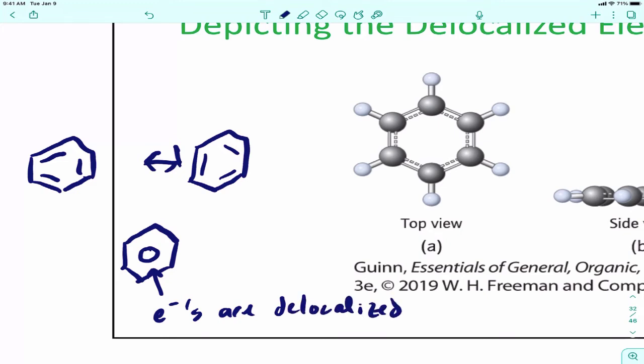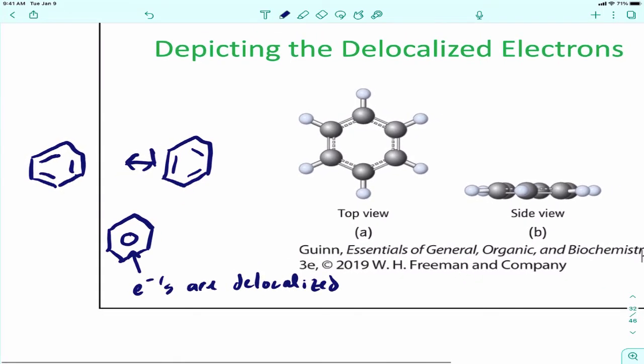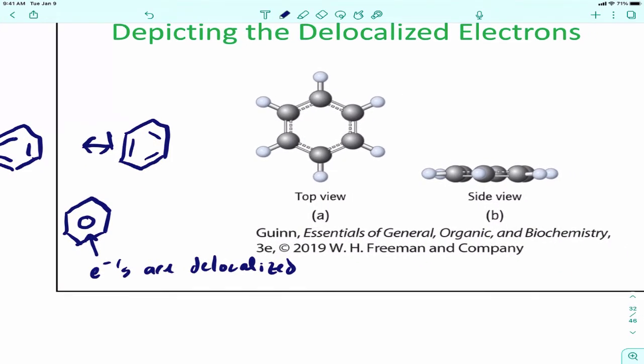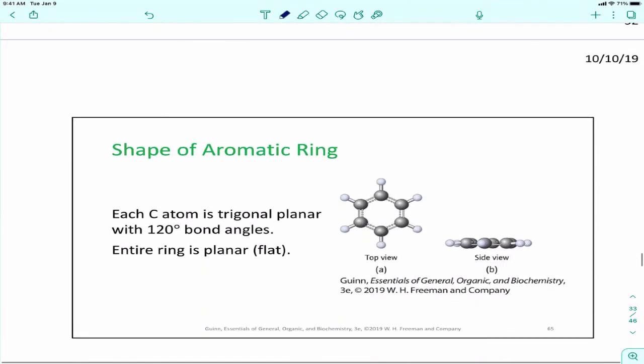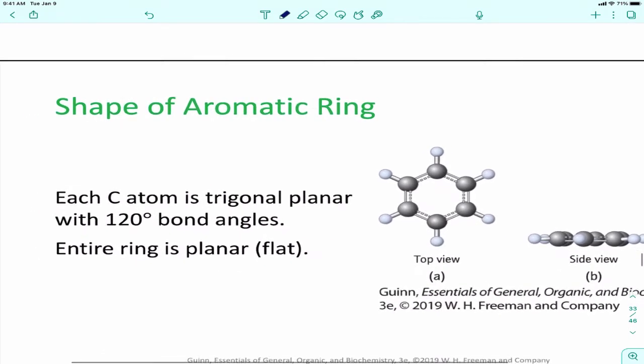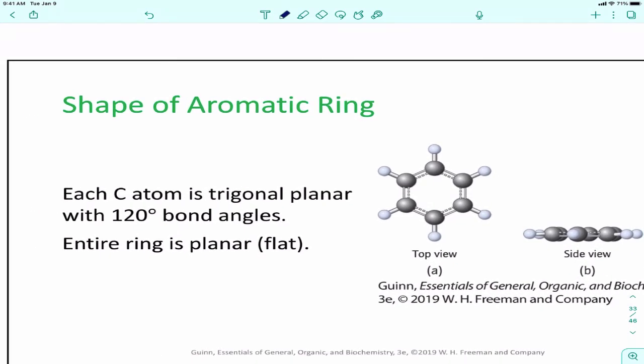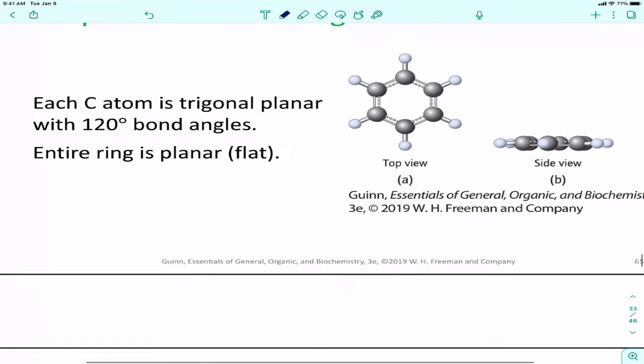Now, when we're looking at this aromatic ring, here's a top view, here's a side view. There are no atoms going above or below the plane of the molecule. So each carbon atom is trigonal planar, and the entire ring is planar, meaning it's completely flat. Pretty cool stuff.